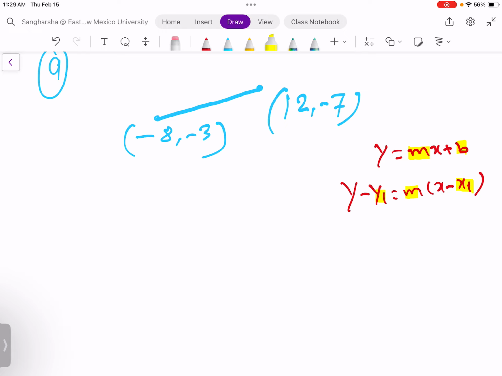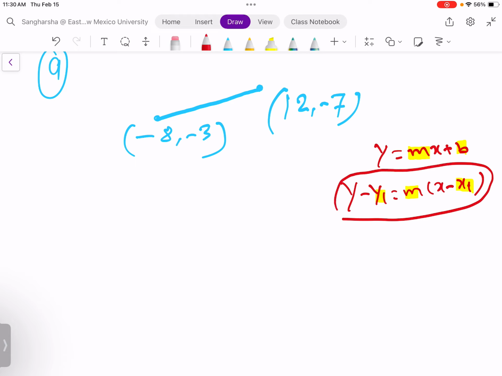For both options, we need to know the slope, which is not given to us. But is there any way to find the slope here? We can find the slope, right? Now we don't have the y-intercept, so we're going to go with the second option here, because we know 1 point. So the very first thing is that we will find the slope of this line.